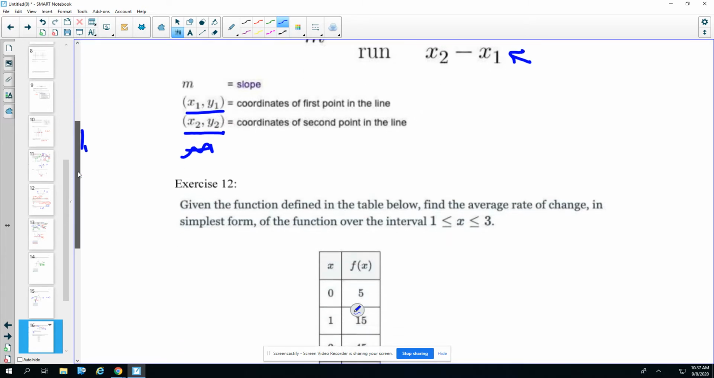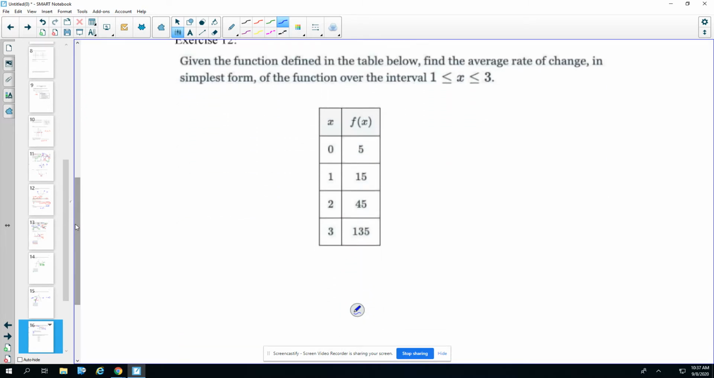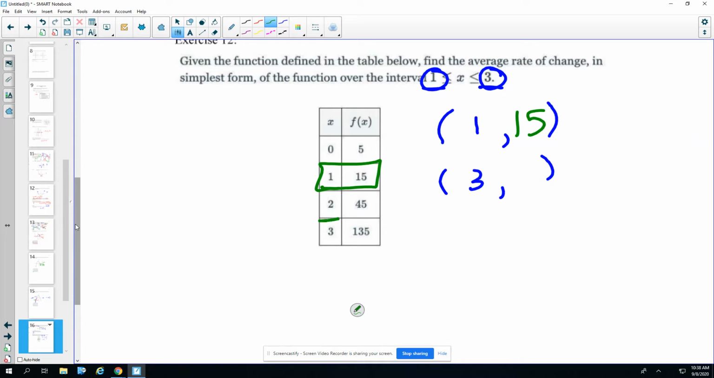So in our first question, the easiest way to do this is with a table. It says, given the function defined in the table below, find the average rate of change in simplest form of the function over the interval 1 is less than or equal to x is less than or equal to 3. So here, those are my x values. So I always write my points down. So I want an x value of 1, and I want an x value of 3. So I'm going to go in my table and find the corresponding y values that go with those x values.